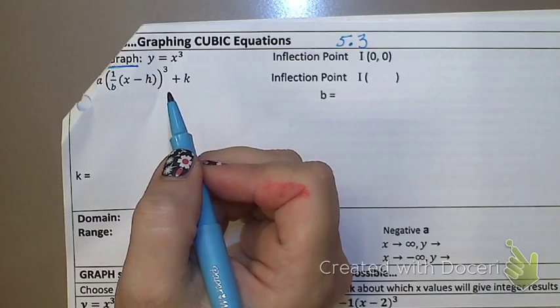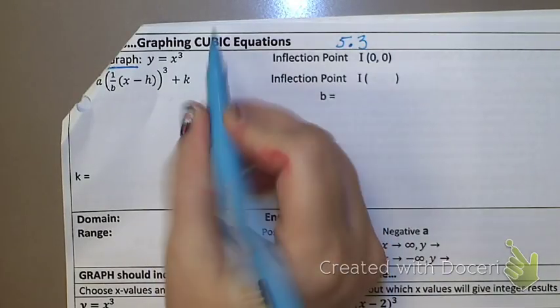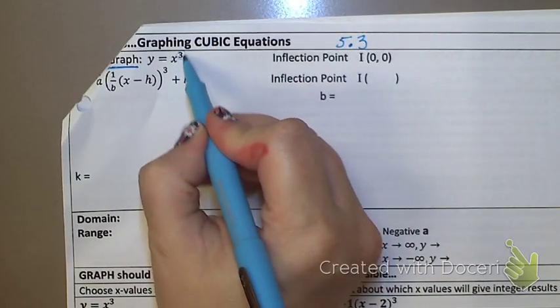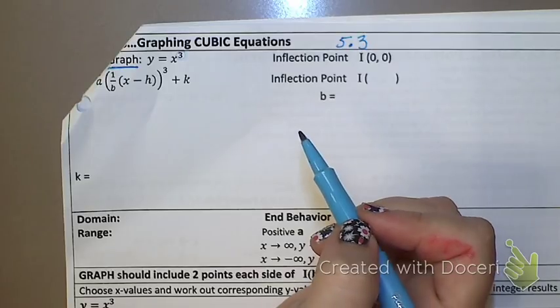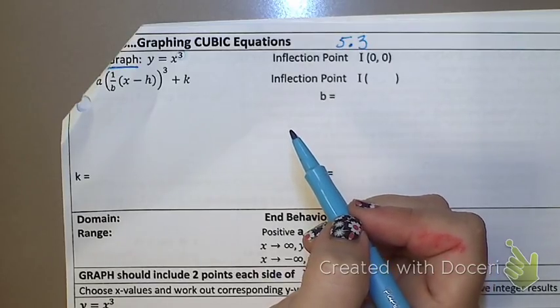So that is your original function. It is the function that has no stretches, no compressions, no reflections, no shifts in any direction. It is the absolute most basic form of that graph that you could have. If we're talking about a cubic equation, that's a third degree. Y equals x to the third would be the mother function for cubic equations.